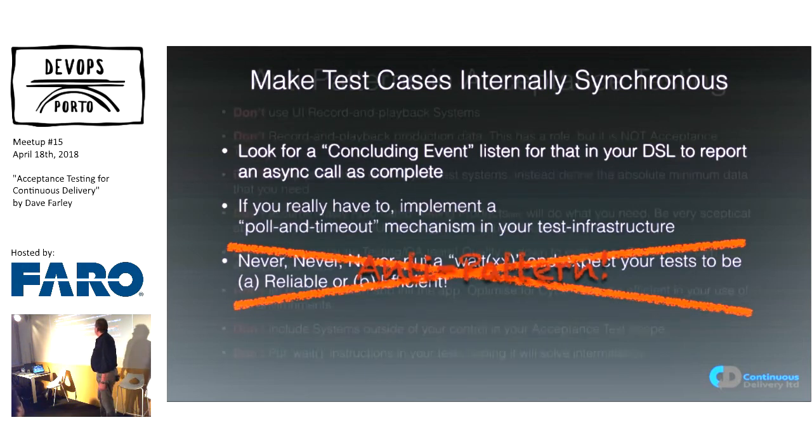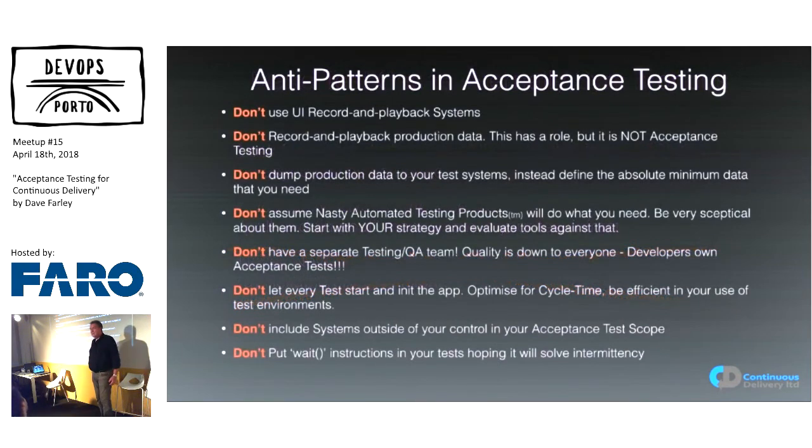So I'm on to my 2 summary slides. Don't use UI record and playback systems. Don't record and playback production data. The use of production data has a place, but it's really, really narrow. Be very specific about what it is that you want to test. Be very precise about the state that you want your system to be in for each individual test case, and allow each individual test case to get the system into that state. And use your DSL to make that a fast, efficient process.